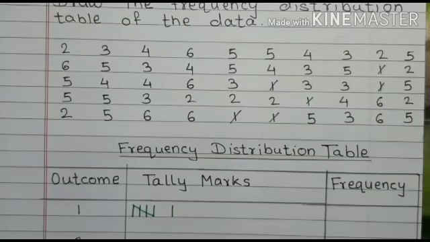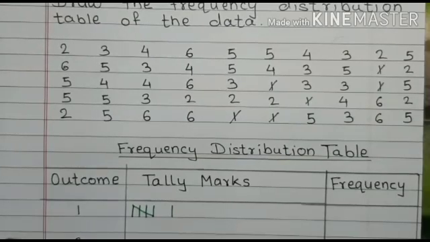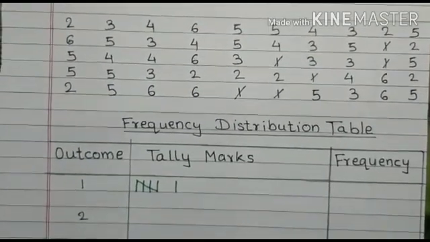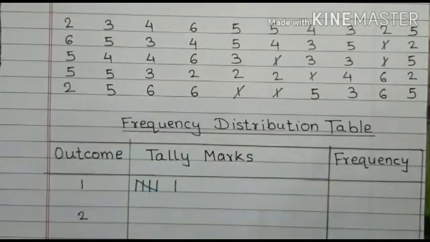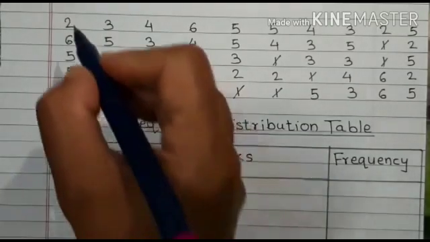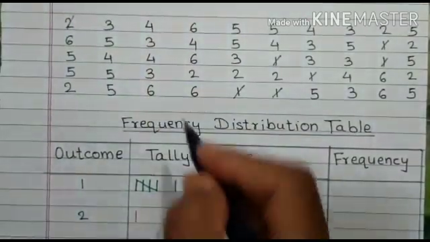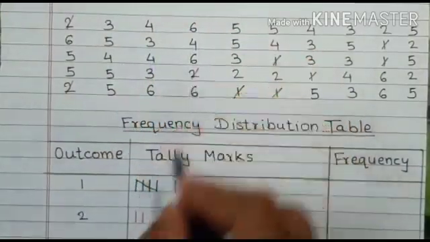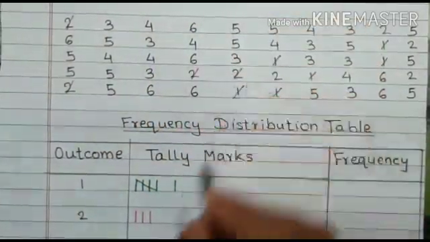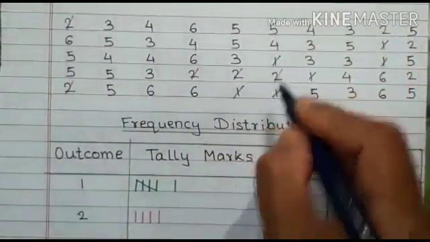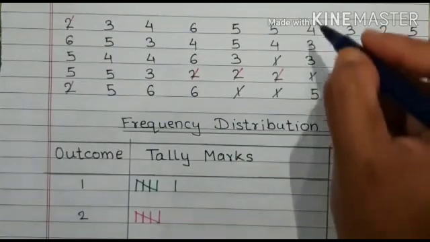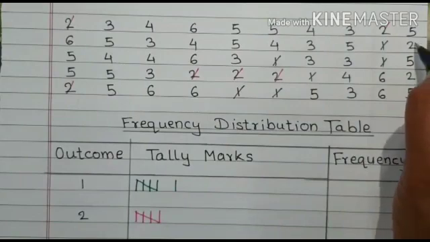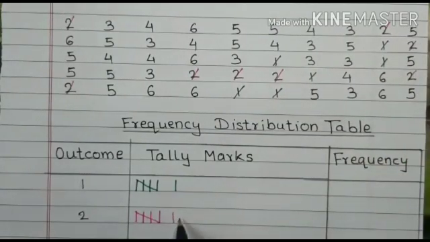Let us find out for number 2. Tally marks for the outcome 2. My first 2, 2, 3, fourth 2, 5, 6, 7 and 8.